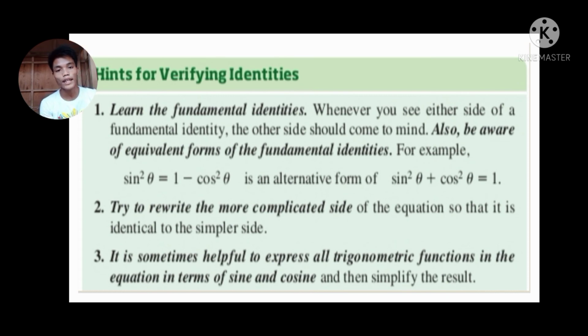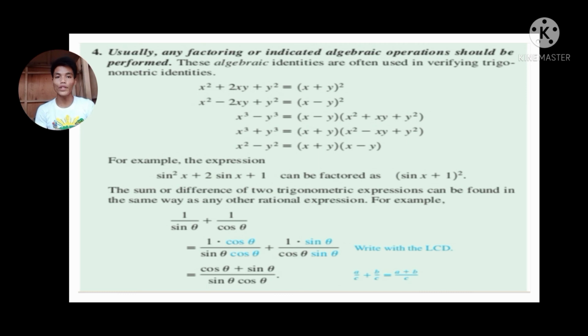Then number 3, it is sometimes helpful to express all trigonometric functions in the equation in terms of sine and cosine and then simplify the result. So, in number 3, it is helpful to express all trigonometric functions in terms of sine and cosine, because in verifying identities, every detail is mainly observed. Number 4, usually, any factoring or indicated algebraic operations should be performed.